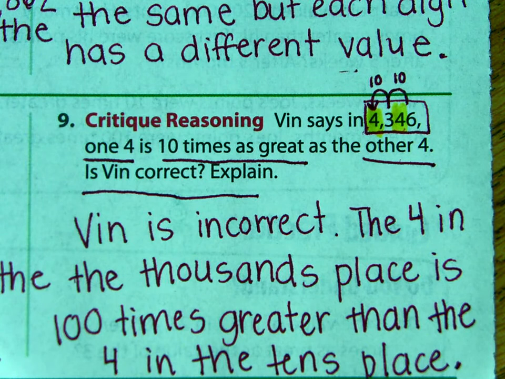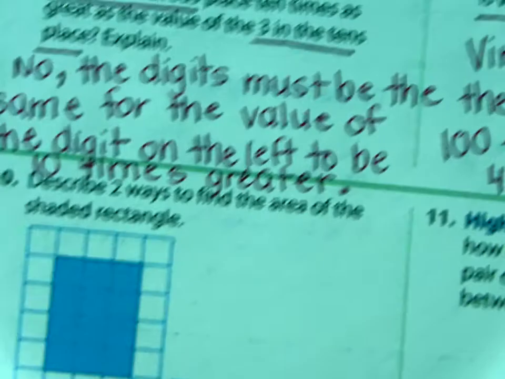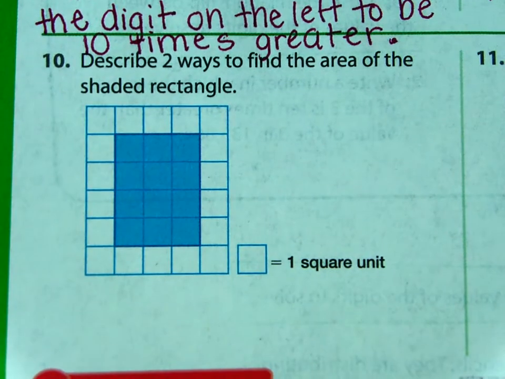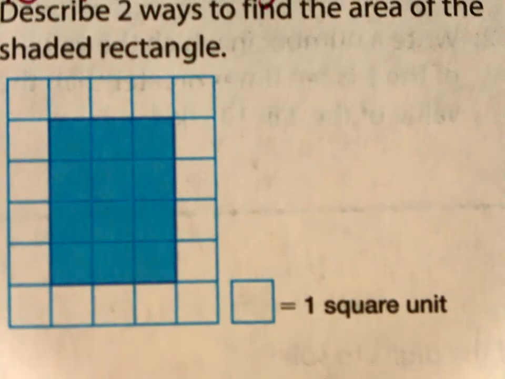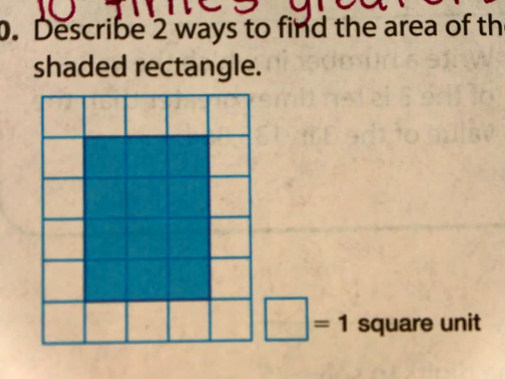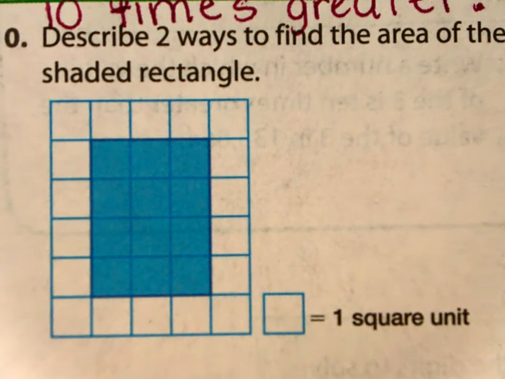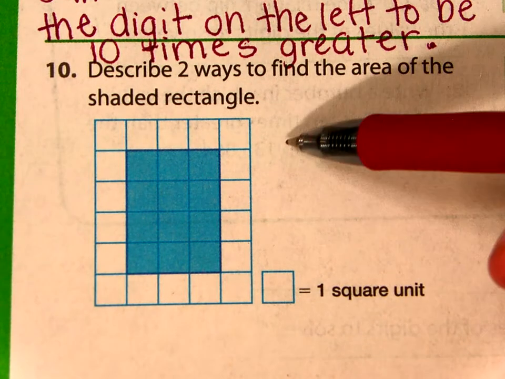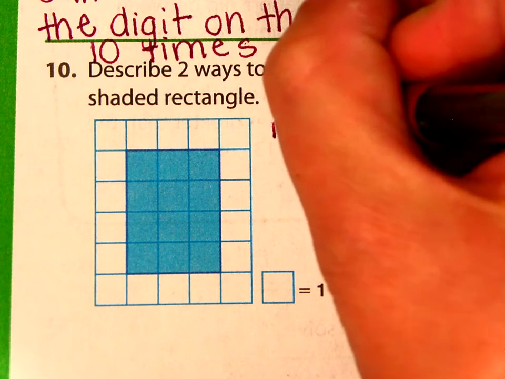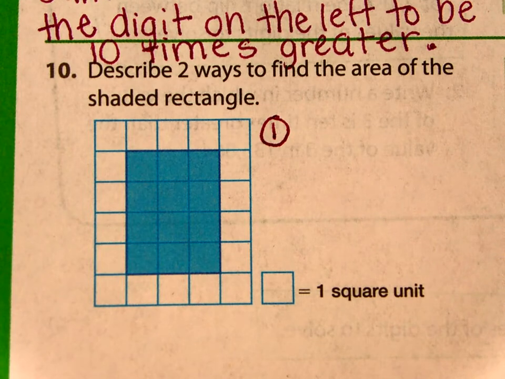Okay. You guys are doing great. 2 more. So this is kind of like taking it back to 3rd grade here. Describe 2 ways to find the area of the shaded rectangle. So I know that at the end of the year, you probably were introduced to perimeter and area. And so we know that one way, I'm just going to put like a 1 right here for the first method I guess we could use would be to count the squares.